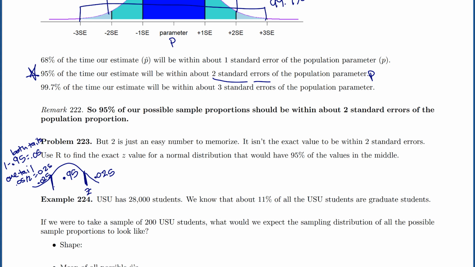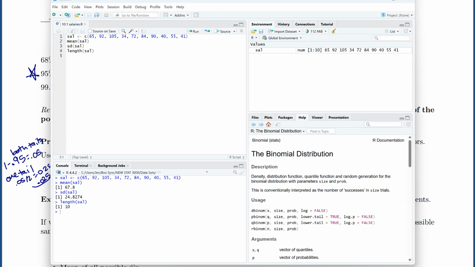So there's a few ways that we could do this. We could put it in R. So remember, if we know the area and we want to look up the z value, we're going to use qnorm. And remember, qnorm tells me, or I have to put in, the area in the left tail. So if I put in 0.025, let's see what that gives me.